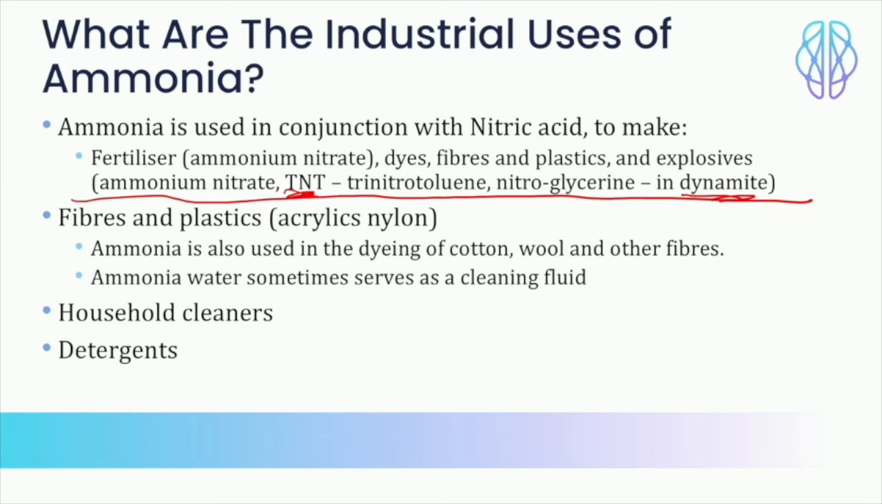Hopefully you can see the Haber process was established in the 19th century during World War I, and we can make explosives with it. So hopefully you can see an ethical consideration that's coming up, especially in regards to making explosives during the World War. Secondly, ammonia is really integral in making nylon or acrylic nylons. It's also used commonly in household cleaners and detergents. However, for an exam answer, if you were to remember anything, fertilizer, dyes, fibers, and plastics are the key. You could also state explosives such as TNT and dynamite.